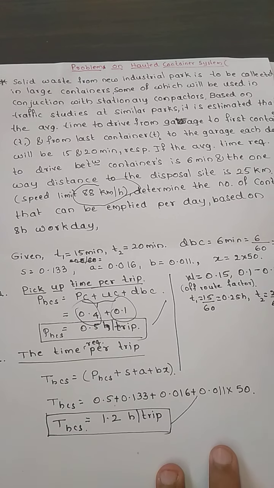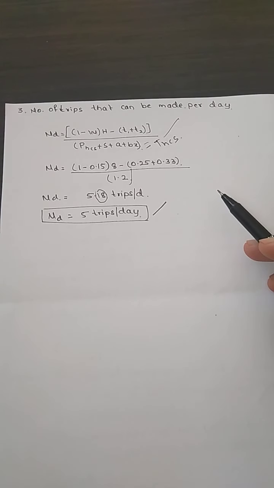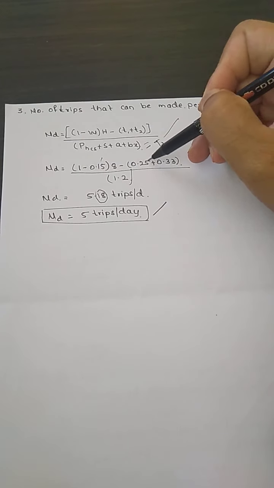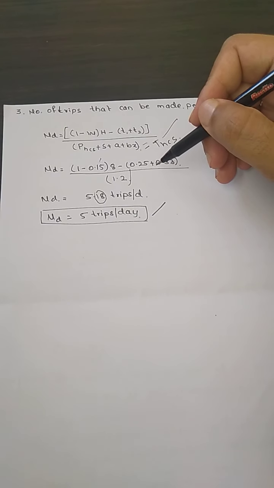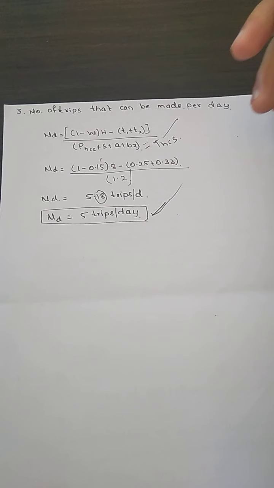Then at the end, we calculated the number of trips required for a day as (1 − W)·H minus T1 plus T2, divided by THCS. W is the off-route factor, H is 8 working hours, T1 and T2 we have calculated, and THCS we have calculated as 1.2. So when we calculate it, the number of trips required is 5.